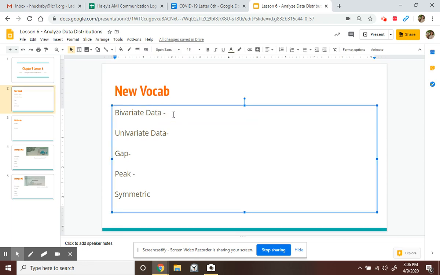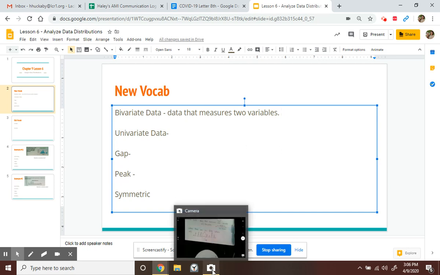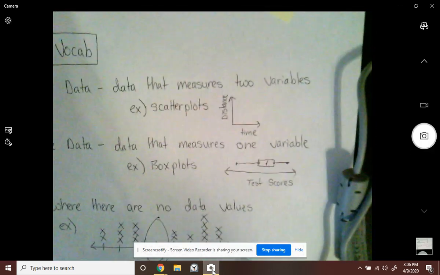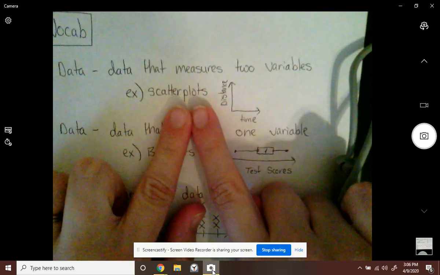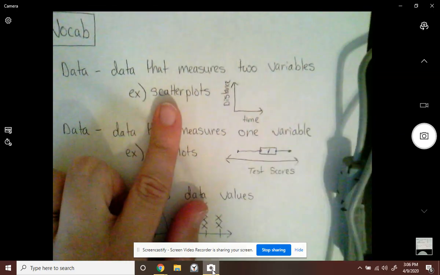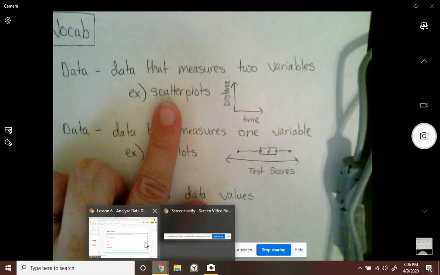The first one is bivariate data, and that is data that measures two variables. Okay, so bi is a thing for two, so two variables. An example of that is a scatter plot, as you see here. Okay, it measures time and distance, so that is a bivariate data example.